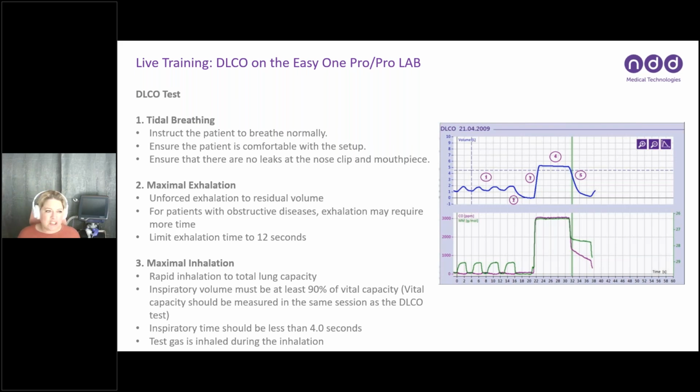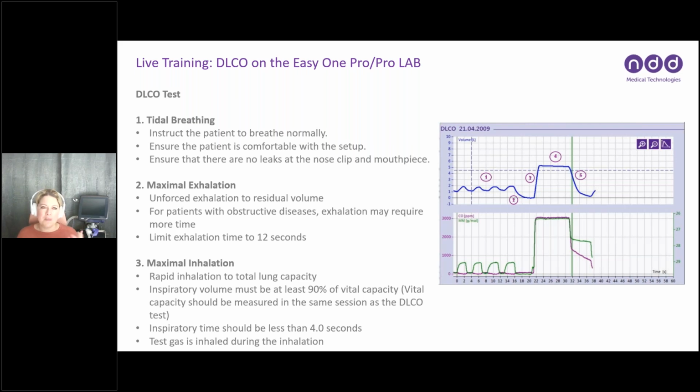Again, we want the patient to start tidal breathing. The Pro and Pro Lab device does not care how many tidal breaths they do. You'll notice when I play the video in a moment that the instructions from the coach on the device almost immediately switch to have them fully exhale. But again, we don't care how long they breathe normally on the mouthpiece. We want them to get used to breathing through the mouthpiece. We want to be able to see when they've dipped below baseline on their exhale.